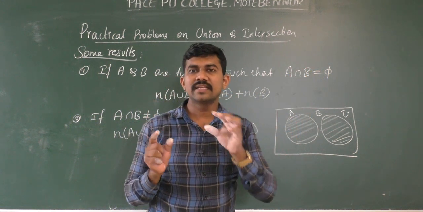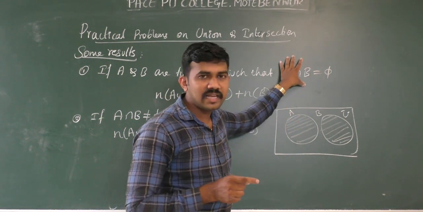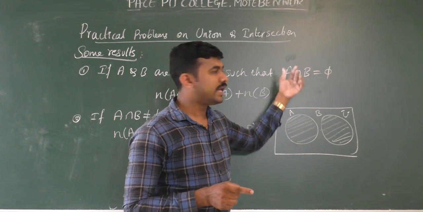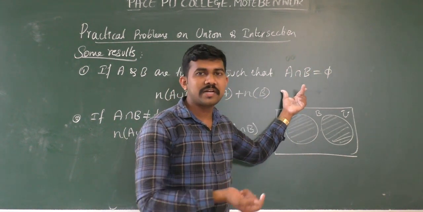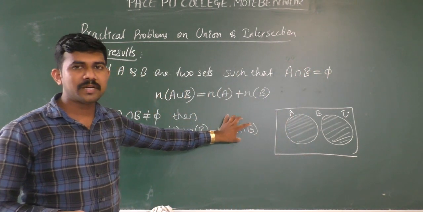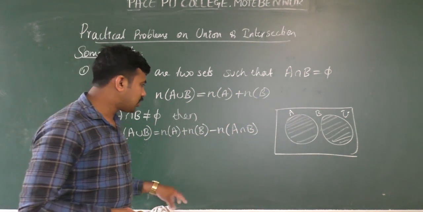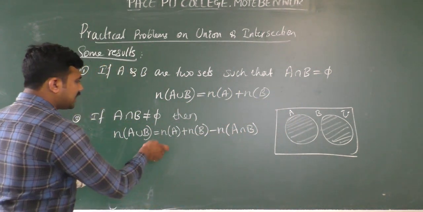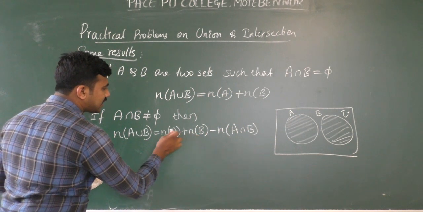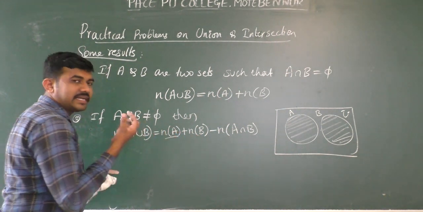In the null set there is no element, so n of A intersection B you need not separate out there, but here you must separate it. Why? Because here we already collected the common elements which are in A and B by selecting the elements of A and B.